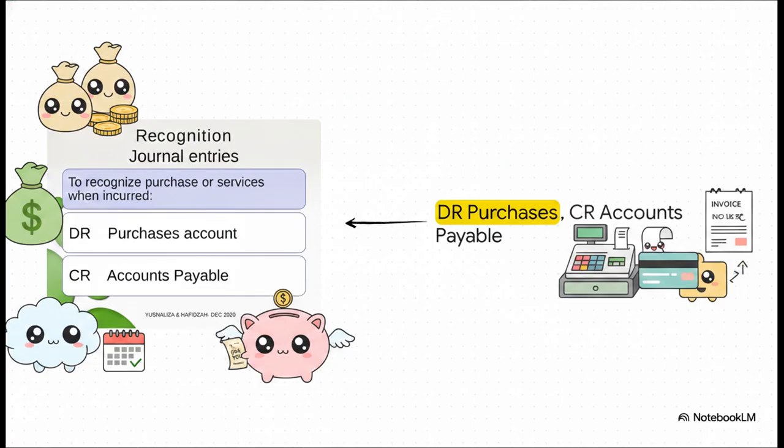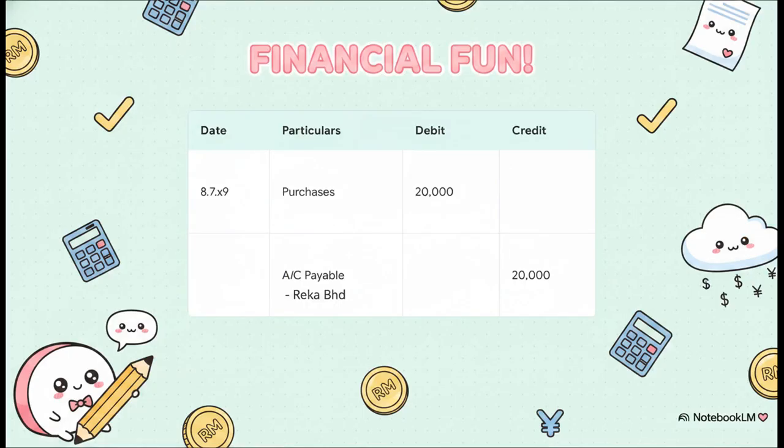And this perfectly illustrates the basic accounting mechanic you're going to use. To recognize the purchase when incurred, you debit your purchases account to show the expense of what you received, and you credit accounts payable to show the liability of what you now owe. Let's apply this to our Gaga BHD scenario from earlier. Here's exactly how your final answer should look on a test. Using the correct recognition date of July 8th, you debit purchases for 20,000 ringgit. Then, you credit accounts payable for 20,000 ringgit. Notice how I added Reka BHD to the credit line? Always specify the supplier's name to show exactly who you owe the money to.